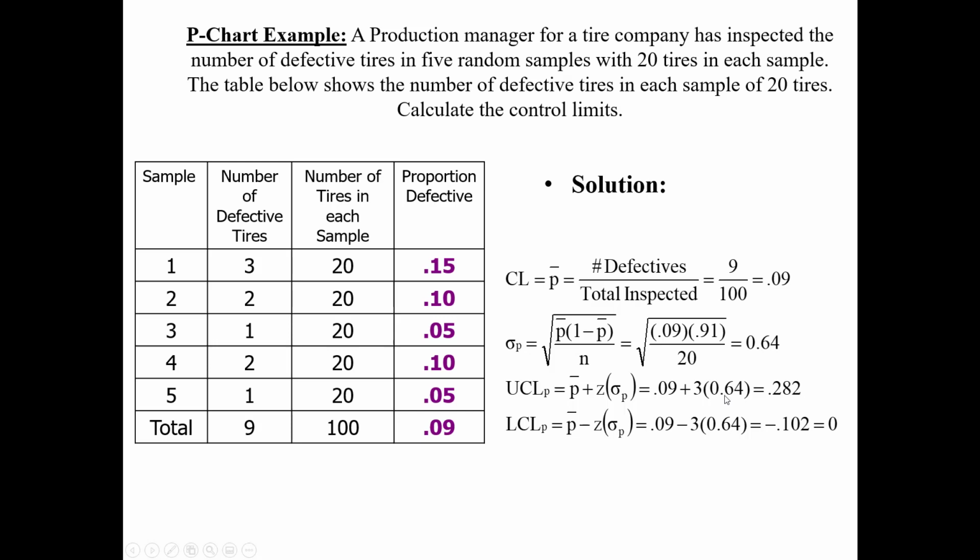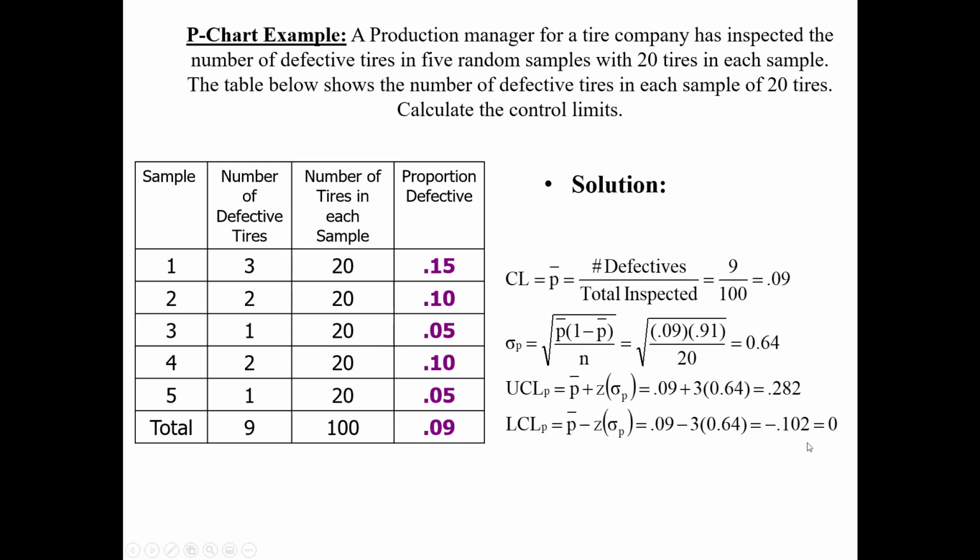So 3 and then the sigma value. So this is sigma value 0.64. So it is 0.282. This is my upper control limit. For the lower control limit the formulation is the same, only you need to put minus. So when you put minus, you will get a negative value. So our lower control limit will be negative. Normally we do not measure in minus, so it will automatically start from 0.